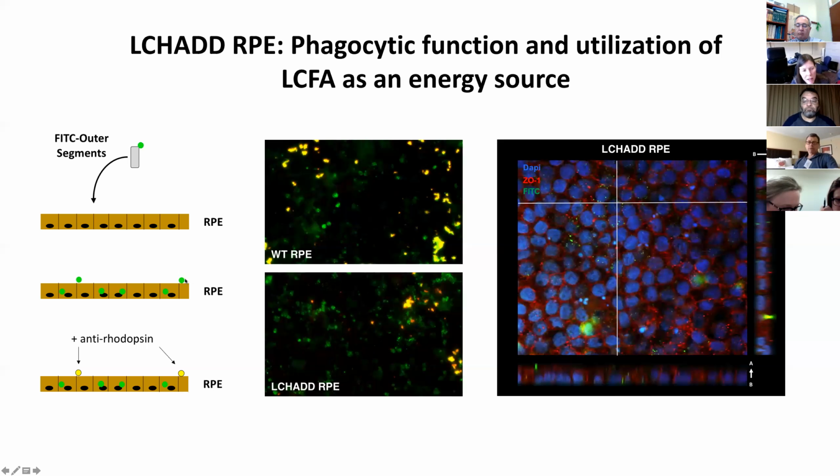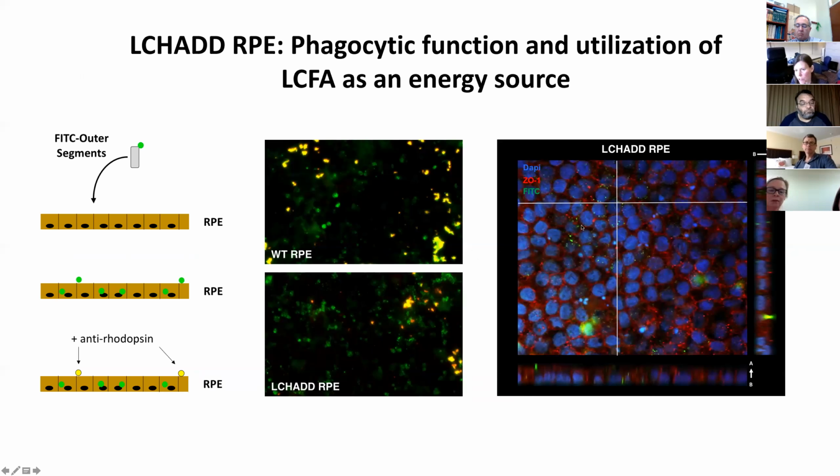If we then label the cells with rhodopsin, so these outer segments should stain positive for rhodopsin, without permeabilizing the cells, we'll see double staining on the surface. And if we see green staining only, that indicates that the cells have ingested the outer segments. And so you can see here both wild type and LCHAD, our cultured cells are able to phagocytose outer segments. And the yellow, the double staining, is surface bound outer segments.